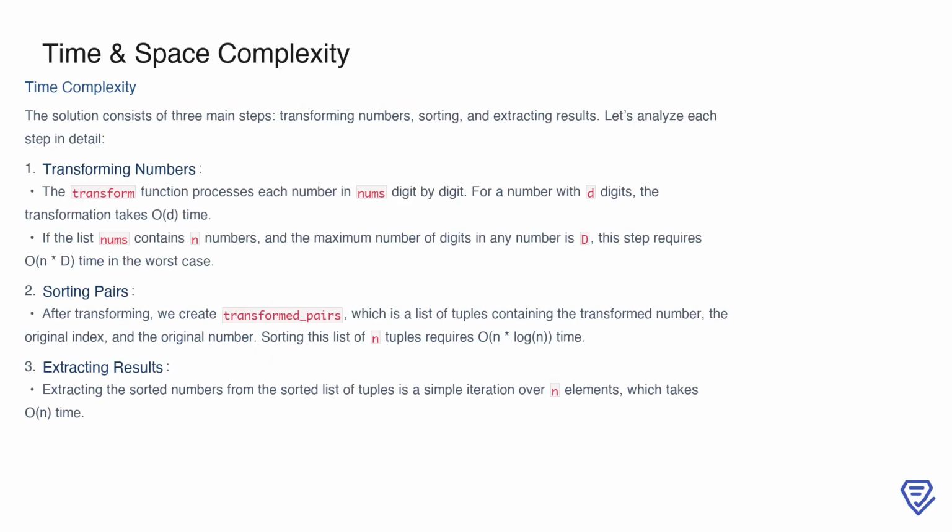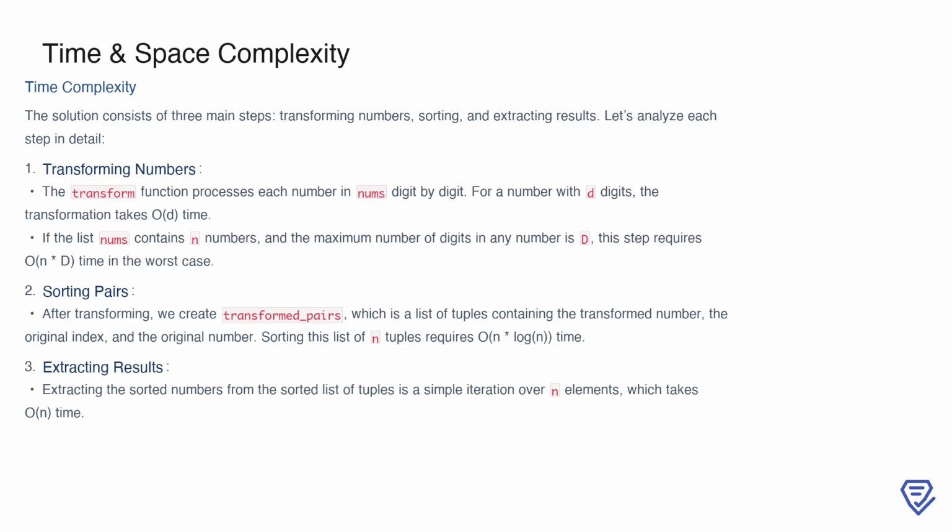Let's break down the time complexity of the solution step by step. First, we have the transformation process. The transform function processes each number digit by digit. For a single number with d digits, this operation takes O(d) in time. Now, if there are n numbers in the input list nums and the maximum number of digits in any number is d, the transformation step will take O(n*d) time in the worst case.